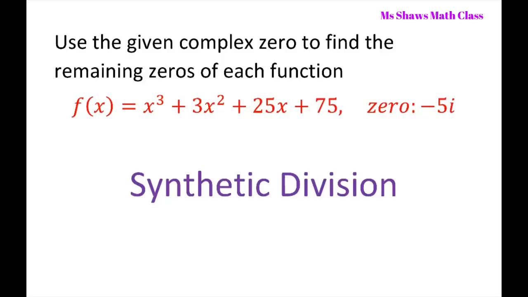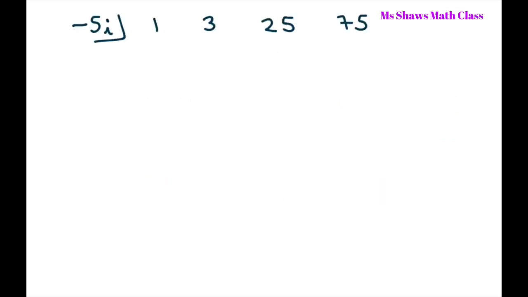Hi everyone, we're going to use the given complex zero of -5i to find the remaining zeros of each function, and we're also going to use synthetic division. If one zero is -5i, then we also have 5i. Okay, so I got it set up, and let's get started.